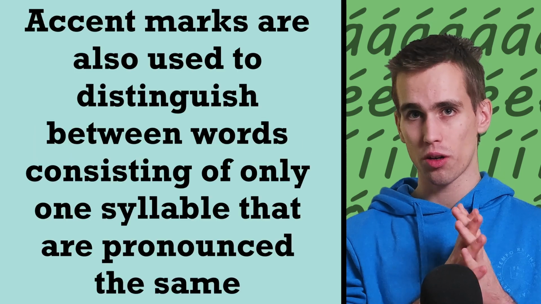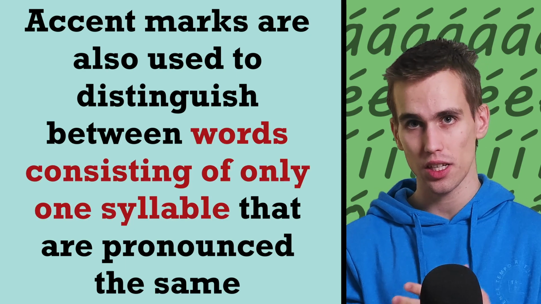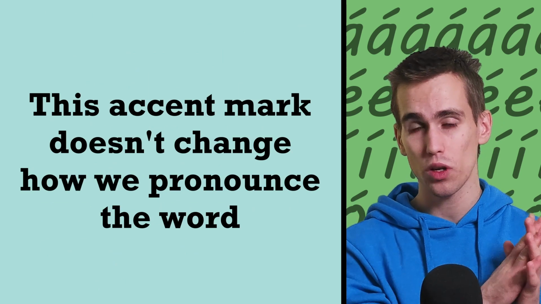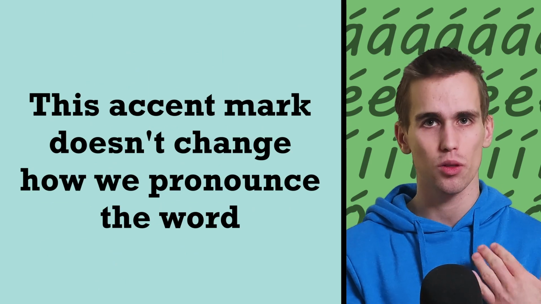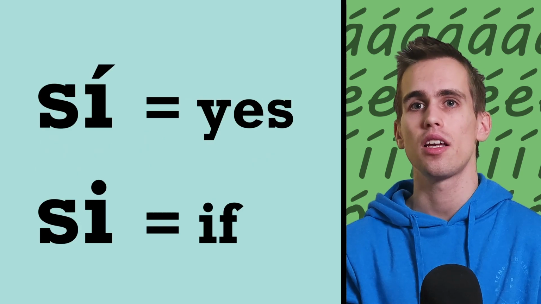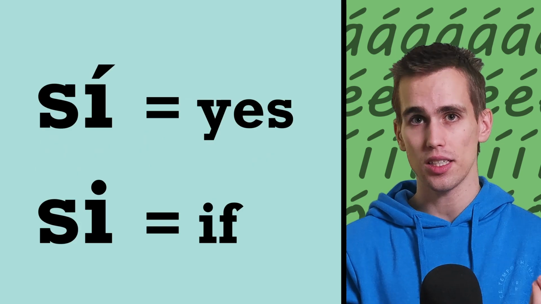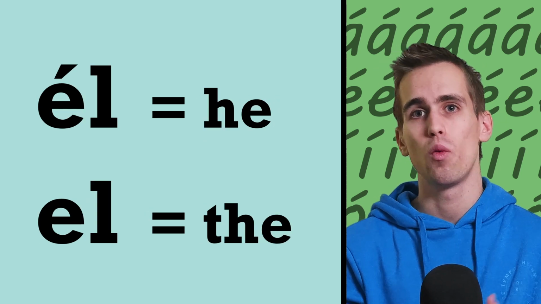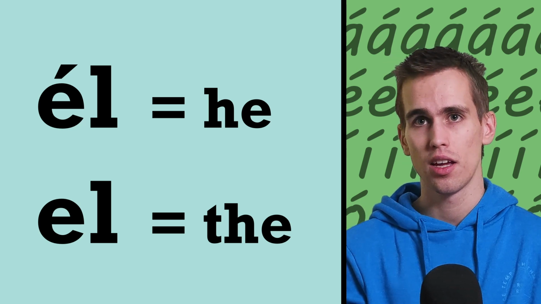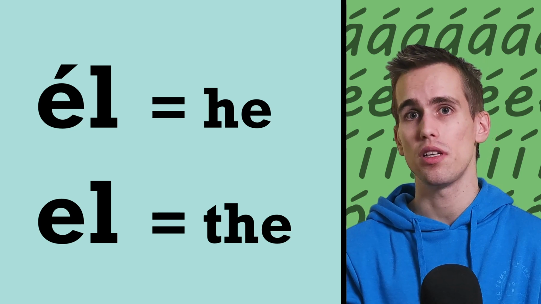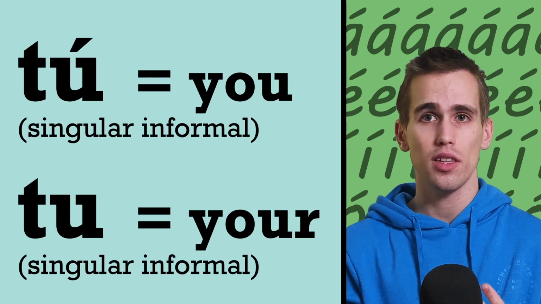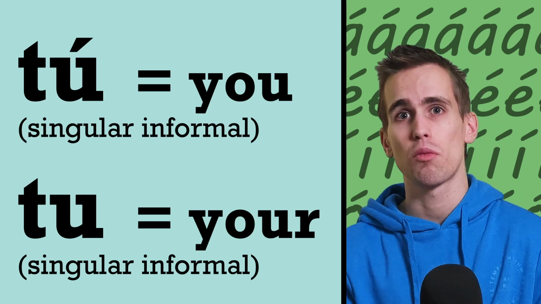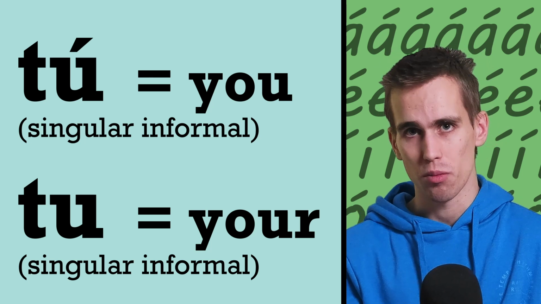Lastly, accent marks are also used to distinguish between words consisting of only one syllable that are pronounced the same. Just like when we use accent marks with question words, this doesn't change how we pronounce the word. Here are some examples. Sí with an accent mark means yes. Sí without an accent mark means if. Él with an accent mark means he. El without an accent mark means the. Tú with an accent mark means you, singular informal. Tu without an accent mark means your, singular informal.